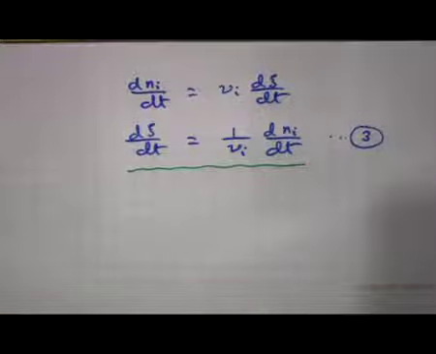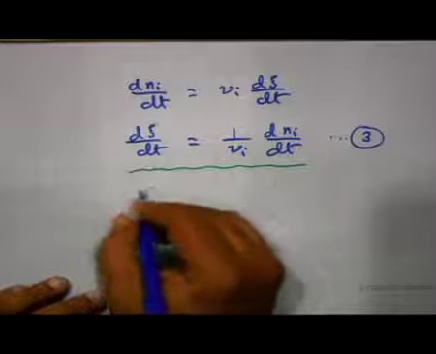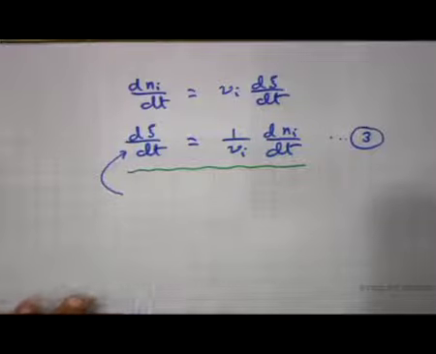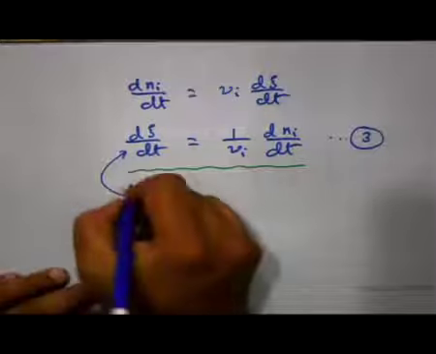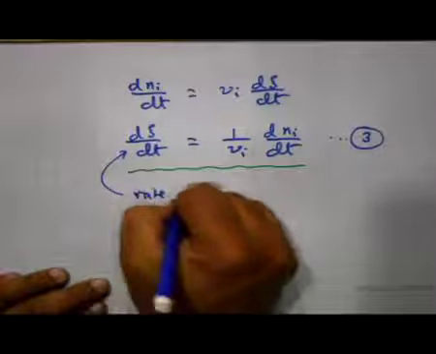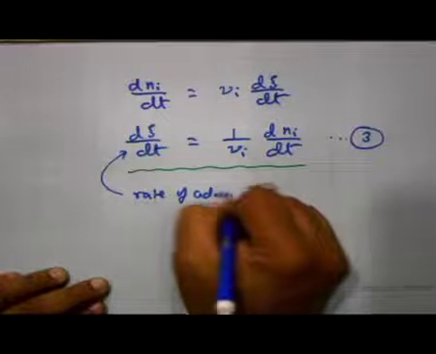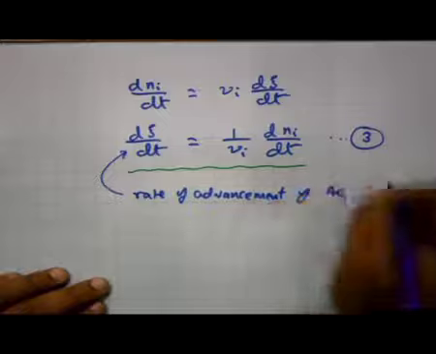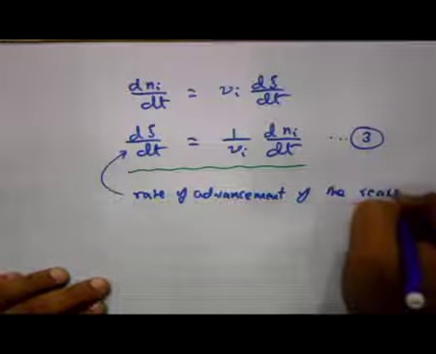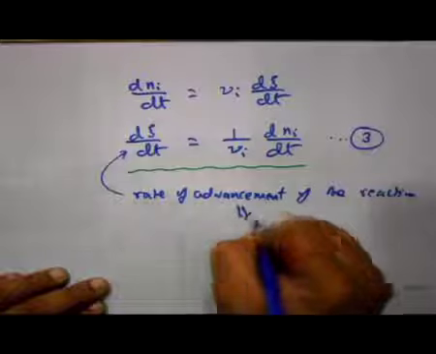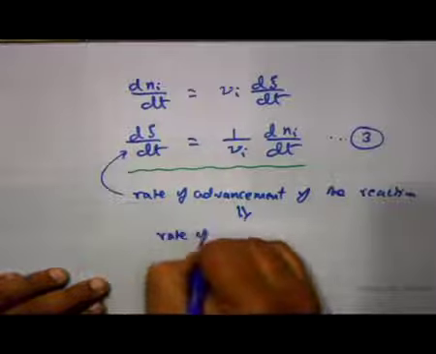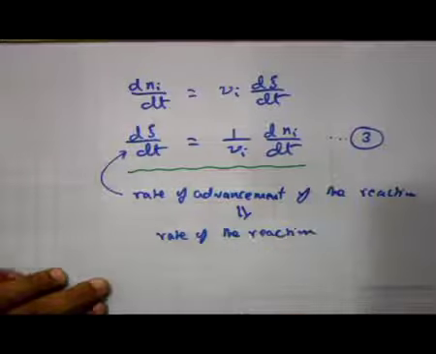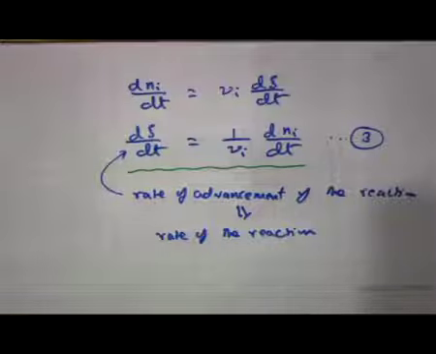This is a very important step. You will realize that this term d xi over dt, what does it say? It is the rate of advancement of the reaction, or we can simply say the rate of the reaction, right.